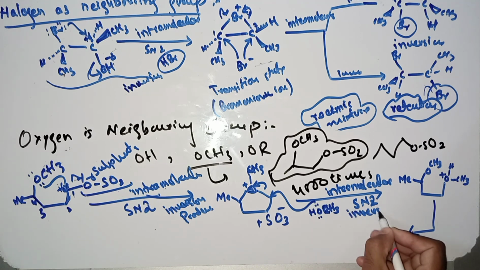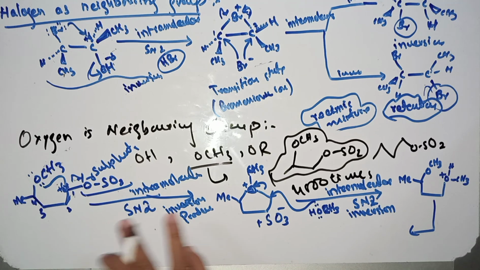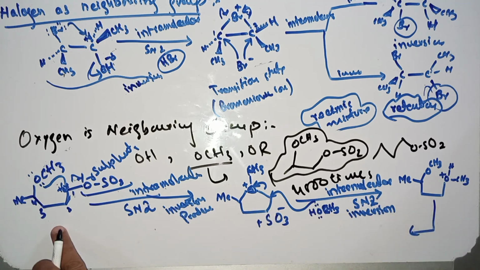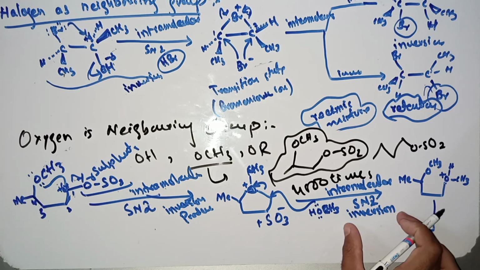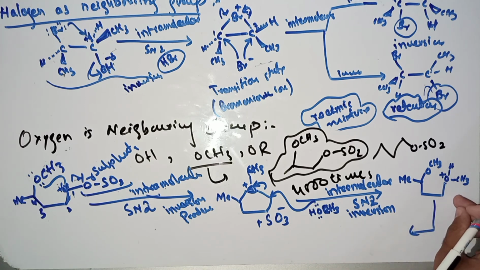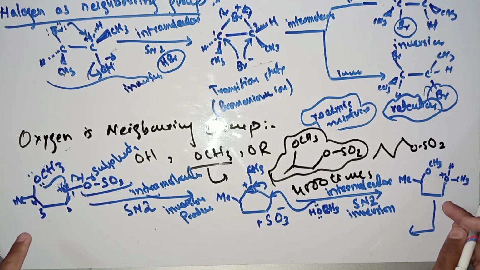In both cases, when inversion occurs two times in the same molecule, the net product relative to the first reactant will be the retention product. It will be retention like this. This will be the final product, the final molecule that attaches to the reactant, to the first reactant.